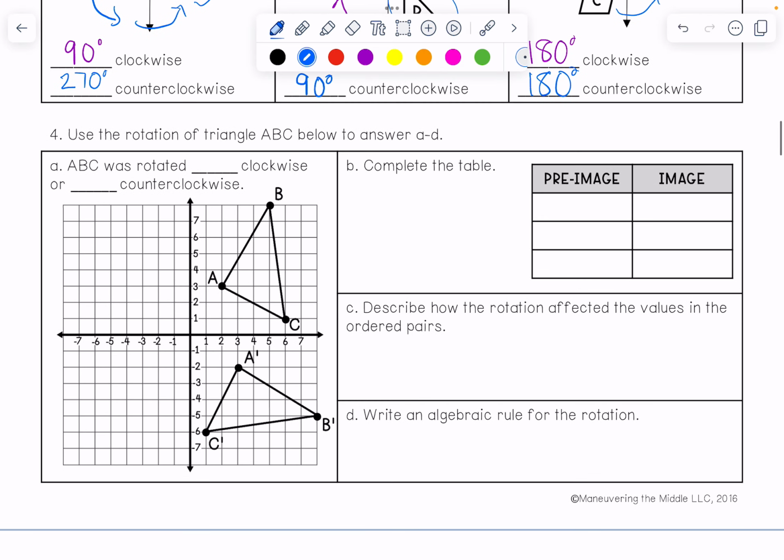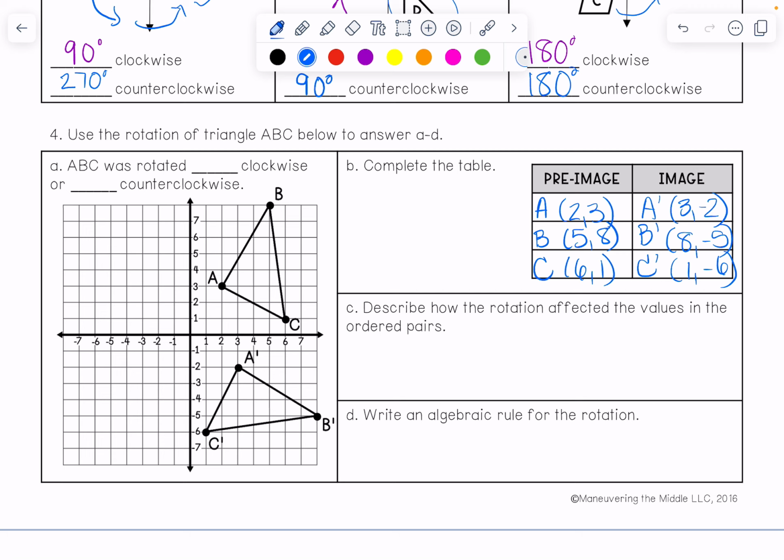So we're going to look at triangle ABC and the rotation that happened here and complete the table for that. First of all, let's get our pre-image coordinates of A, B, and C. A is at 2, 3, B is 5, 8, and C is 6, 1. And our image coordinates, A prime, B prime, C prime: A prime is at 3, negative 2. B prime is 8, negative 5. And C prime is 1, negative 6.